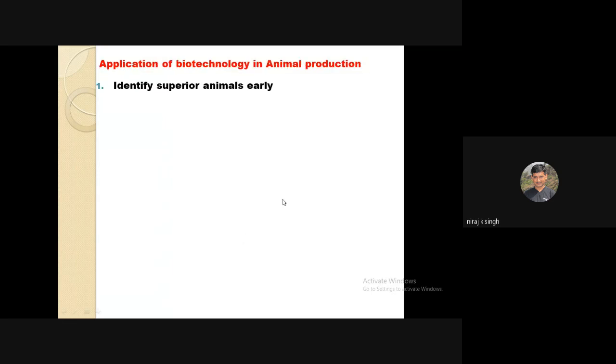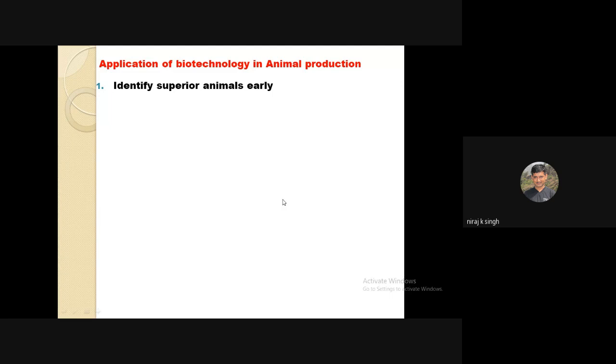So actually, biotechnology plays an important role in animal husbandry in three different ways. First, by improving animal production. Second, by improving animal health. And thirdly, by improving the production of some useful products for human beings or for other purposes by animal sciences.